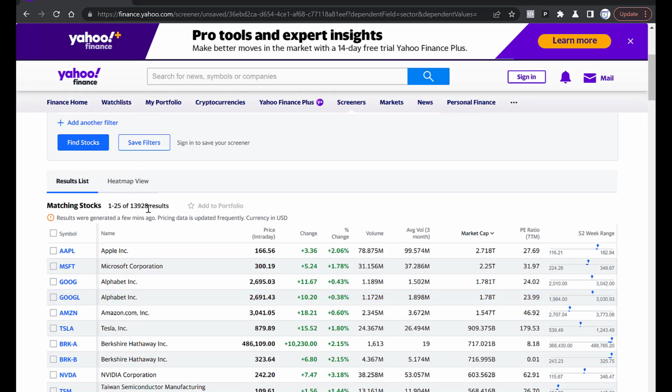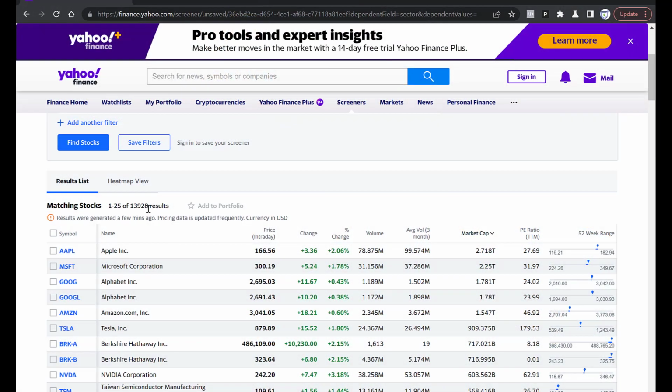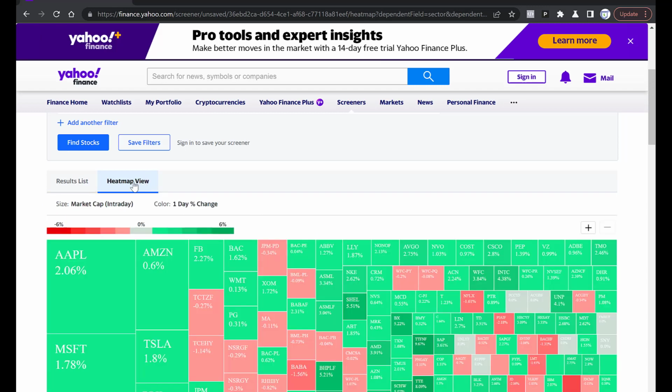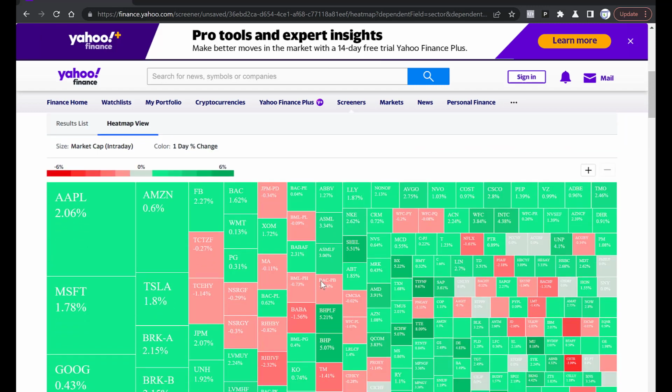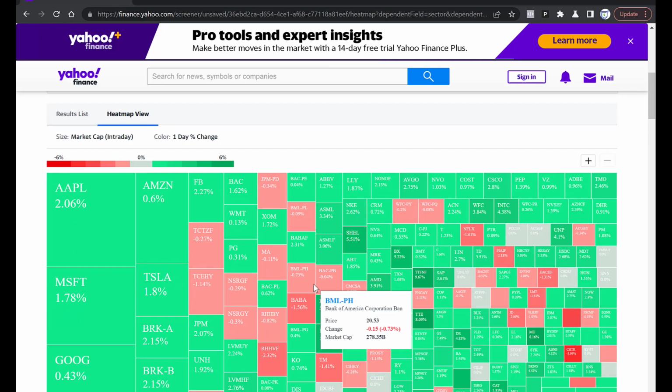All right, so it brings me a list of 13,928 stocks. So when we talk about choosing the stock that is best for you, this is why it's hard. There are a lot of options out there, but we can simplify this and really tailor this down. Now, one thing that we talk about, the visual part, the heat map part, is this. Hit heat map view.